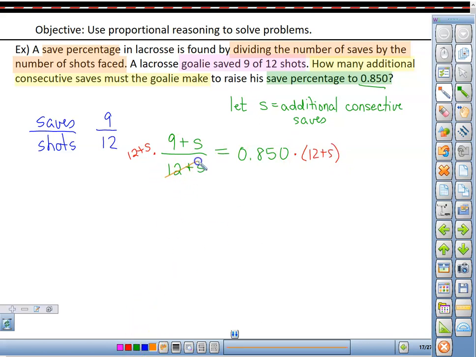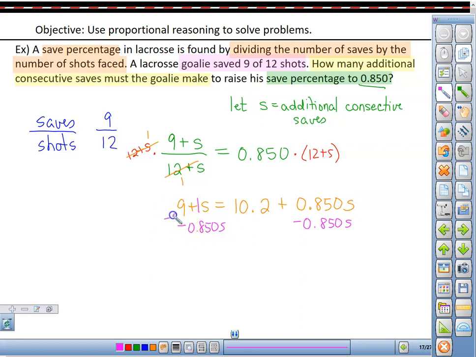And over here, the 12 plus S and 12 plus S reduce to 1. So we end up with 9 plus S equals. And we take this 0.85 times 12, and that is going to give us 10.2. And then we have plus our 0.85, or 0.850 if you want to stick with the full decimal, times S. So again, I've got a fairly simple little linear equation here. This is 1S and 1 is bigger than my 0.850. So I'm going to subtract this from both sides so S is a positive coefficient.